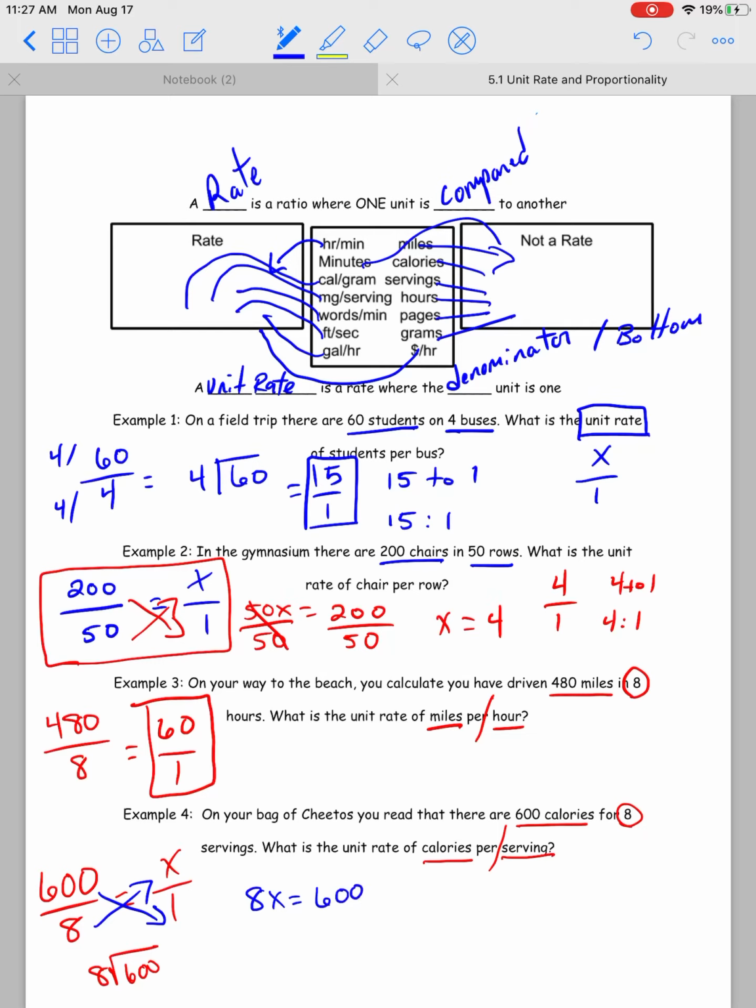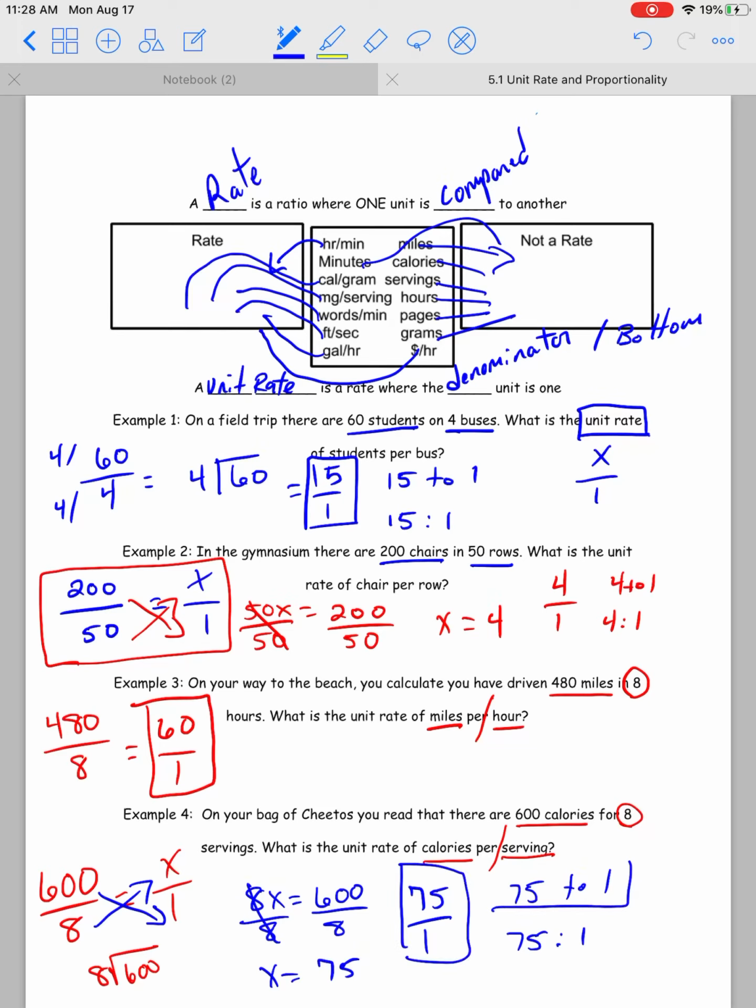That gives you 8x is equal to 600. And then you would divide both sides by 8, and x is equal to 75. Your unit rate is now 75 to 1, or 75 over 1, and 75 colon 1. All three of these mean the same thing.